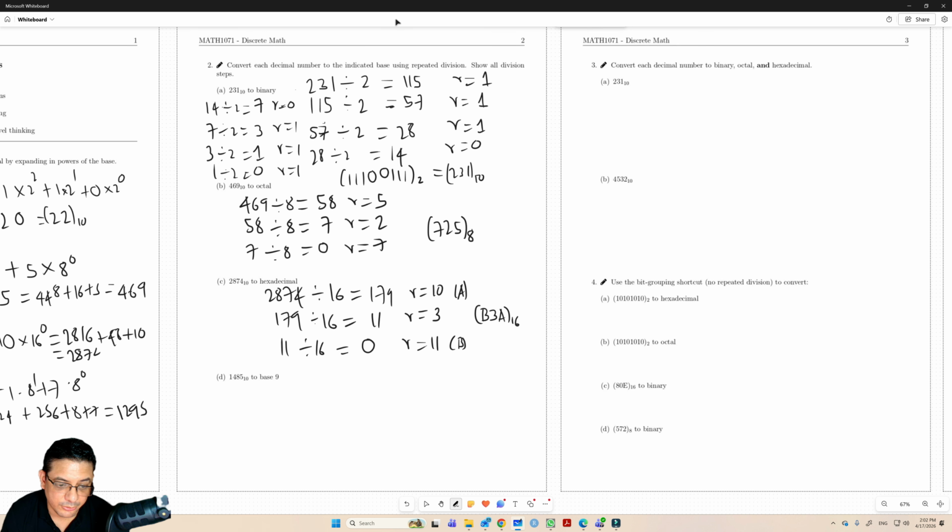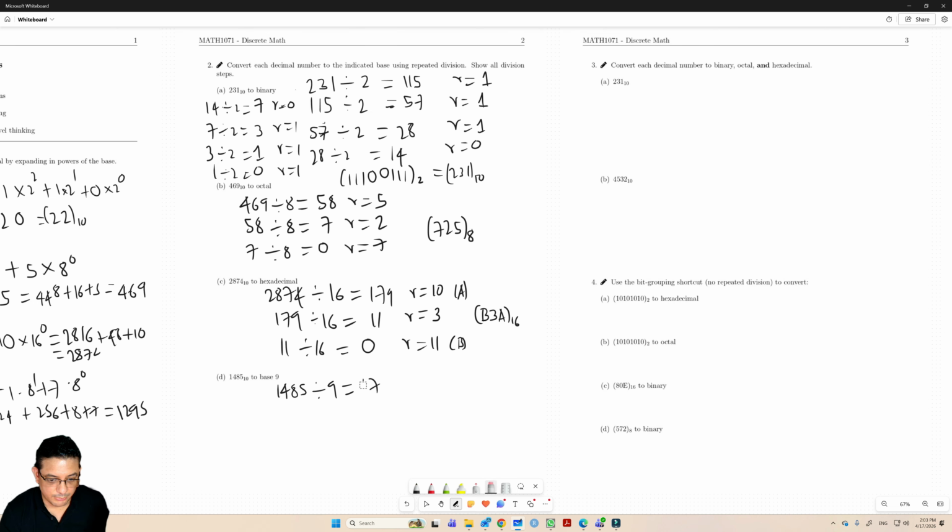Now last, to finish this type of example of question number 2, we have 1,485 to base 9. So we do the same thing: 1,485 divided by 9. Let me actually compute this. Yeah, so this is 165, and the remainder is 0.